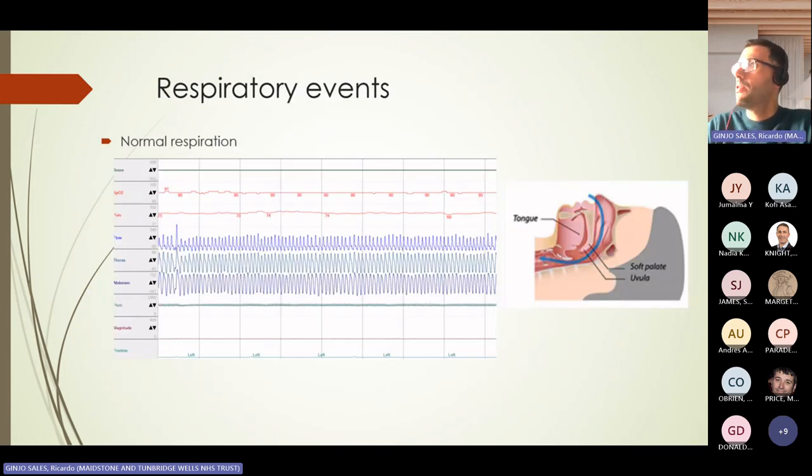So in the next few slides, I'm going to explain a little bit of what is going on during the sleep study. When you open the study and go into the raw data, this is how the signals look. So that is normal breathing. You can see on the flow, nice and steady, no oscillations on the breathing. You can see good thorax and abdominal movements. And also in the second picture, you can see the patient is breathing normally in and out, no obstruction there.